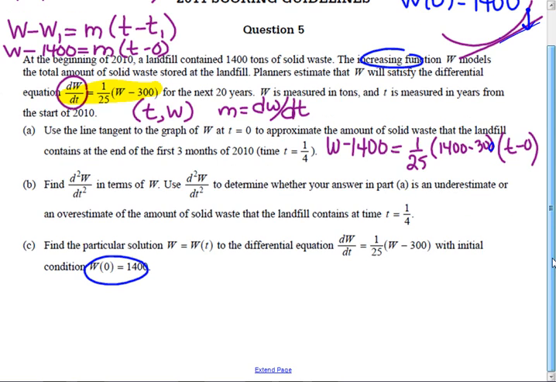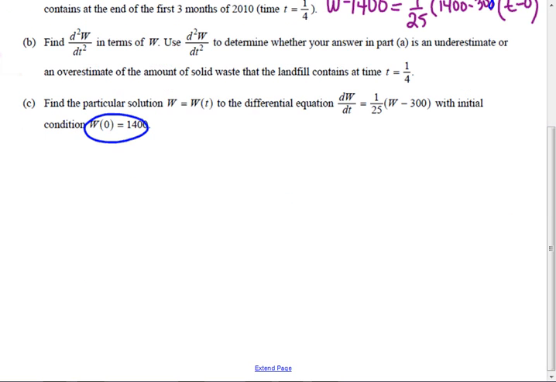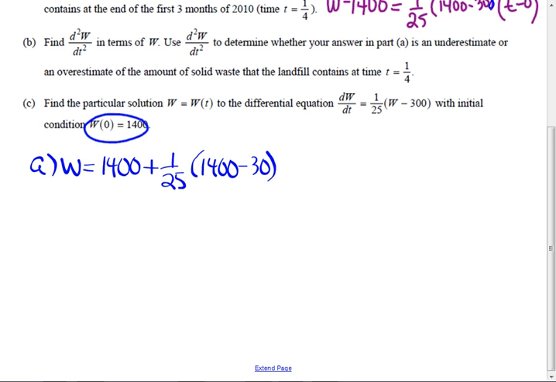Okay, so what's W equal to? We don't even have to simplify it. W equals 1,400 plus 1/25 times (1,400 minus 300) times what? What's the time then? I said it, and I wrote it wrong. Let me fix that so I want it right. What's the time when I want to do this? Three months later. t equals 1/4.